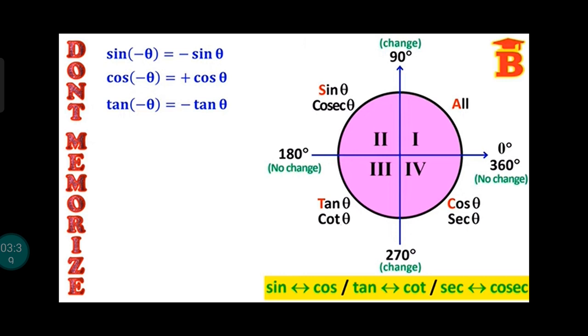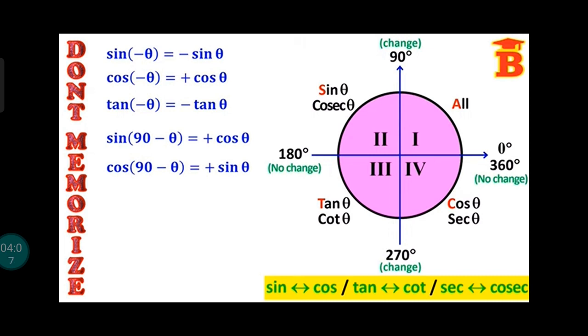Next let us write 90 degree minus theta angles. 90 degree minus theta lies in first quadrant. In first quadrant all are positive. 90 degree means there is a change. So sin 90 minus theta equal to first quadrant positive. Sin is changed as cos. So we get cos theta.